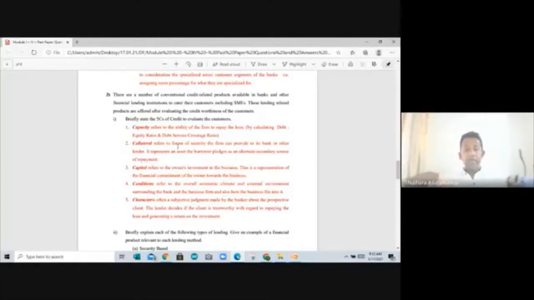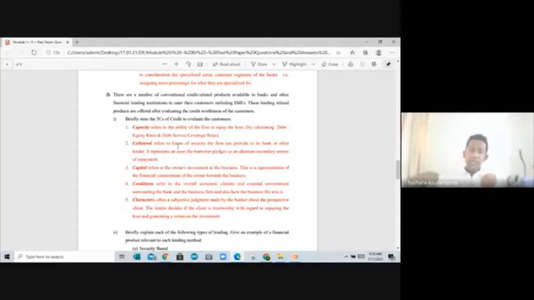And then the fourth one, condition. A condition is basically, what external or internal conditions could have an impact on the business, right? Let's say the customer is running a boutique shop, a hotel, or a tea factory. So not only internal, there may be external factors that also have an impact on this customer's day-to-day operations. So that is also looked into under this condition.